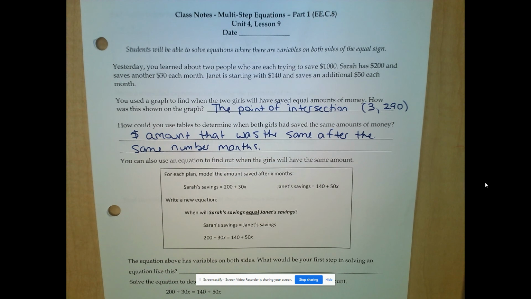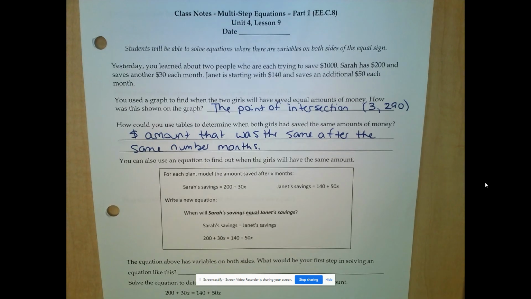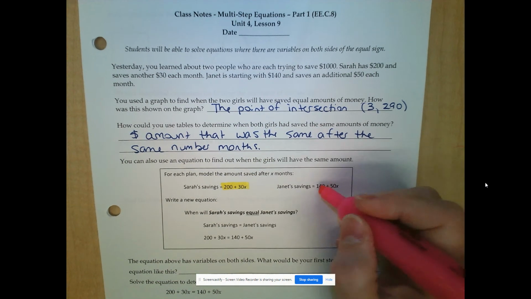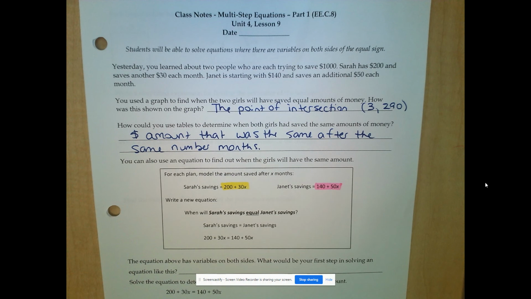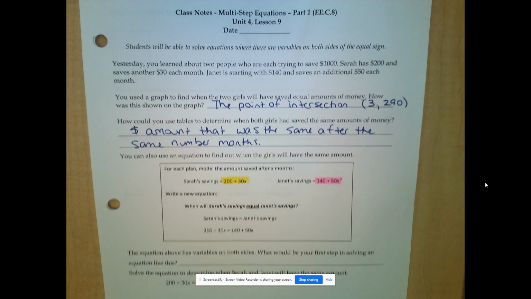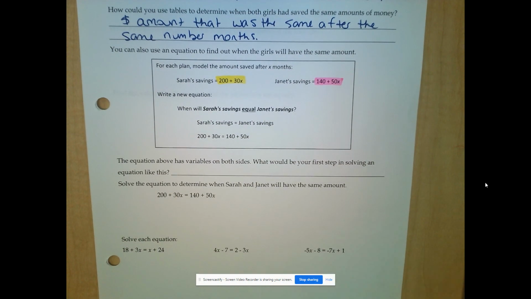You can also use an equation to find out when the girls will have the same amount of money. So what we're looking for is, when will Sarah's savings be equal to Janet's savings? And that's all we're doing, is just setting them equal to each other. Sarah's savings are being set equal to Janet's savings. When will they have the same amount of money? The equation above has variables on both sides.